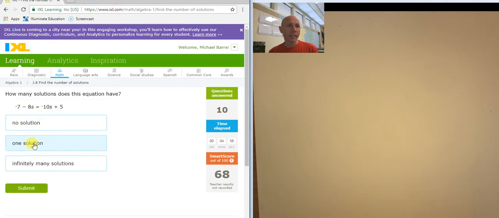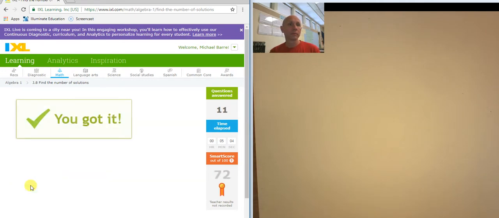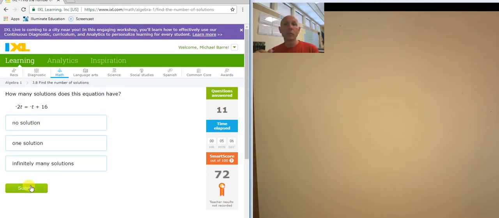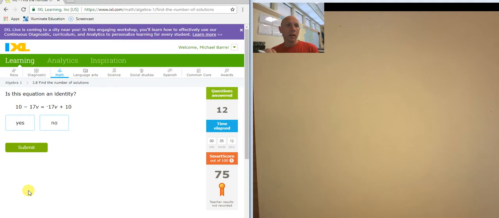Let's see. Are the s's going to cancel? No, which means there's one solution. Are the t's going to cancel? No, which means there's one solution. Are the 17 v's going to cancel? Yes. So I have 10 equals 10. What does that mean? Infinite solutions. It also means it's an identity. Is it an identity? Yes, it is an identity.